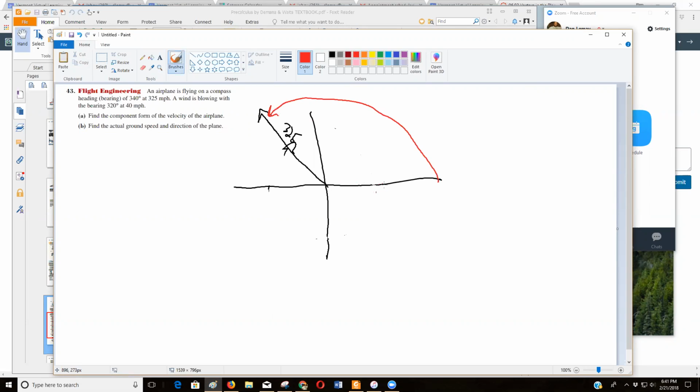Well, if it's 340 degrees going this way, that leaves 20 degrees, 340 degrees coming from here. That leaves 20 degrees that's left over. And if you do 90 plus 20, that's 110. This angle is 110 degrees. Let me do some erasing here so we can deal with the wind.